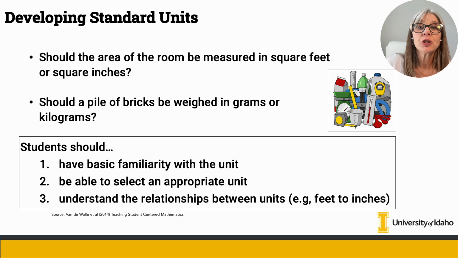Students should have an idea about the size of the unit and what it measures. They should be able to select a reasonable unit that comes with practice, and they should understand this relationship between units, which are larger and which are smaller. This helps with choosing a unit that will measure more precisely. And by progressing through the learning sequence mentioned earlier, students will develop these rich connections.